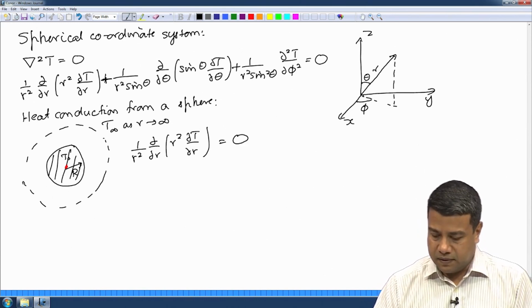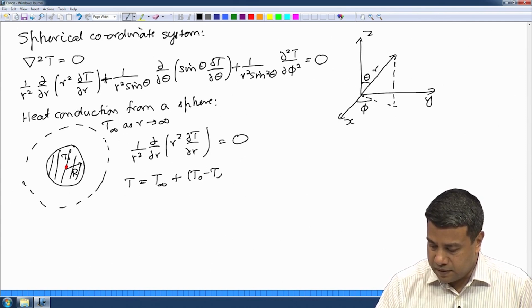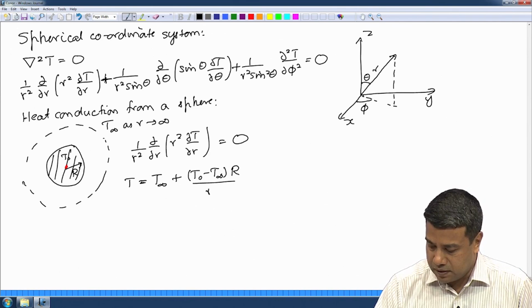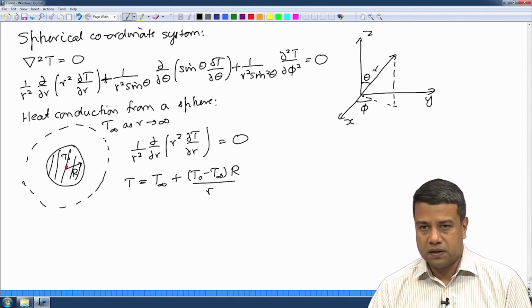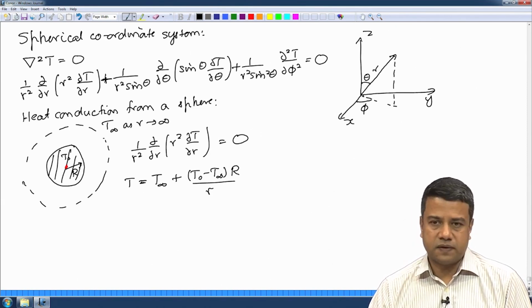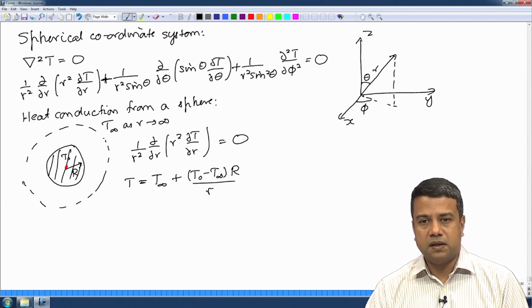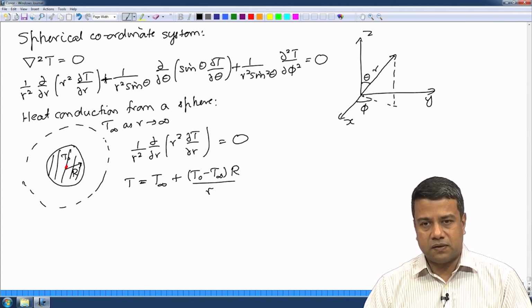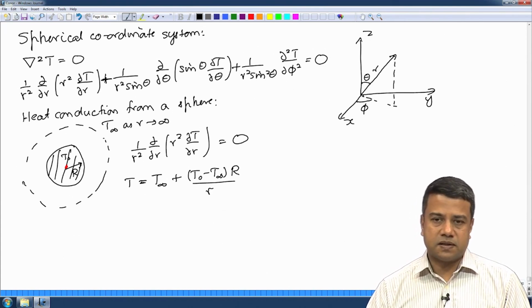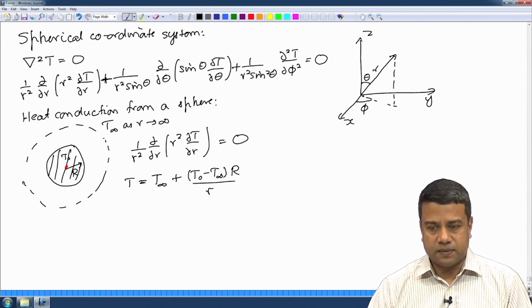This we had solved to get the temperature as T infinity plus (T naught minus T infinity) times capital R by r. The temperature decreased as 1 over r, if you recall. The temperature gradient decreased as 1 over r square, and since the surface area at any location increases proportional to r square, the total heat coming out is a constant at any surface at any radius r that you take. The flux has to decrease as 1 over r square, so that when it is multiplied by the area, which increases as r square, you get something that is a constant.